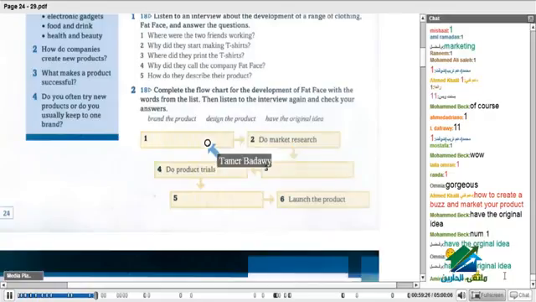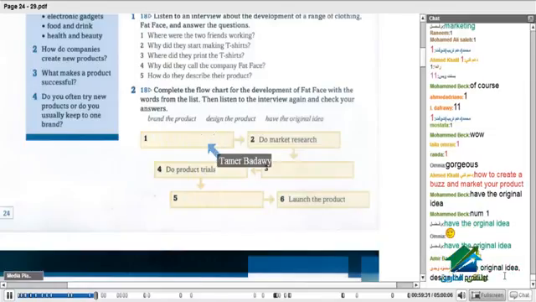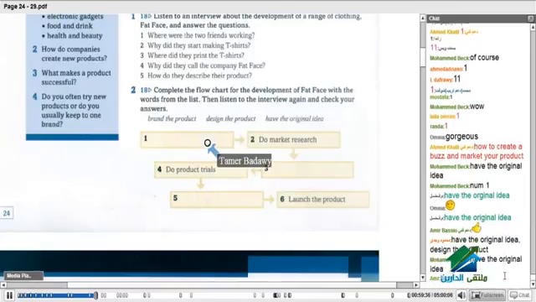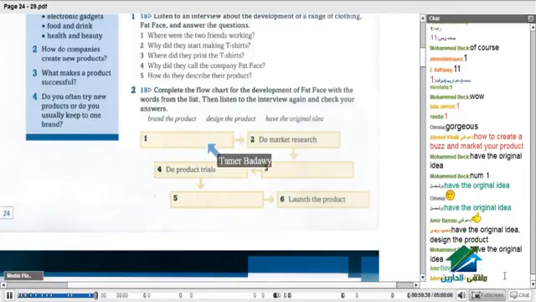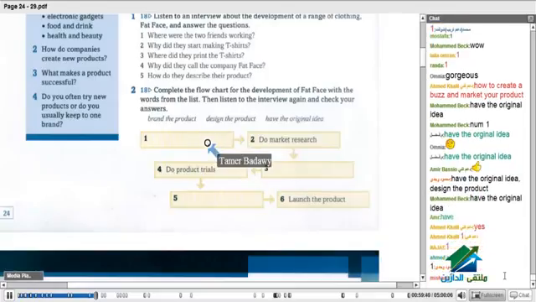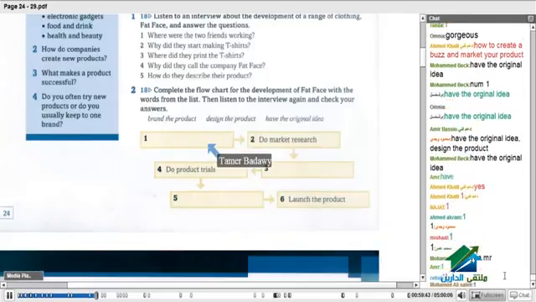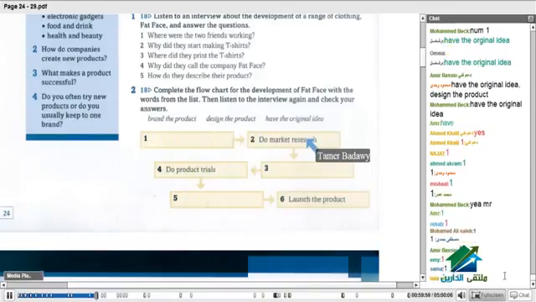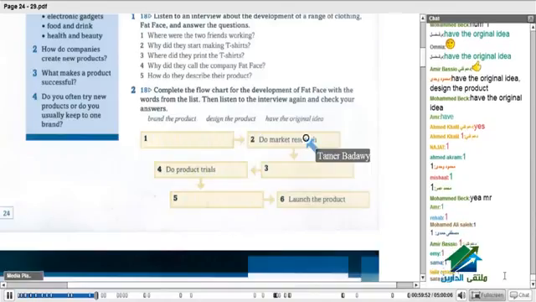Number one, Muhammad Fadl is saying have the original idea. Is that right? If you agree with Muhammad Fadl, this one, everyone. So having the original idea, that's good. Number two, you have an idea, so you do the market research. Market research. Then you do what? Product trial. Product trials.